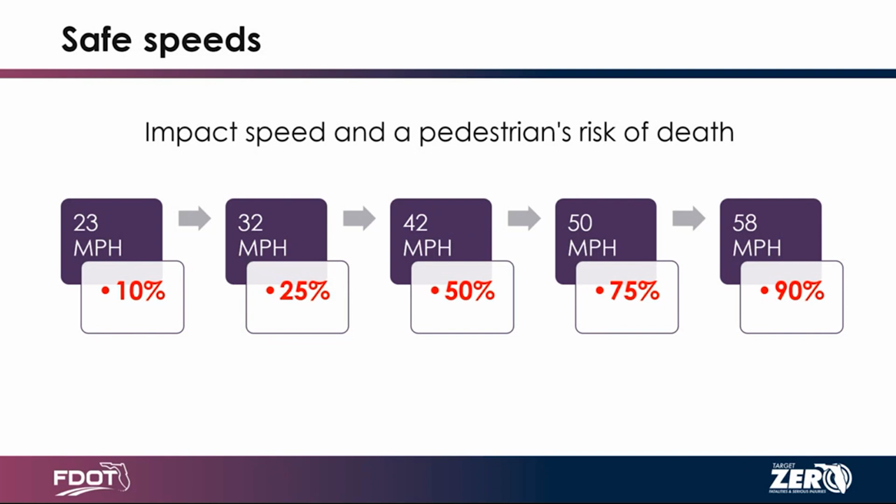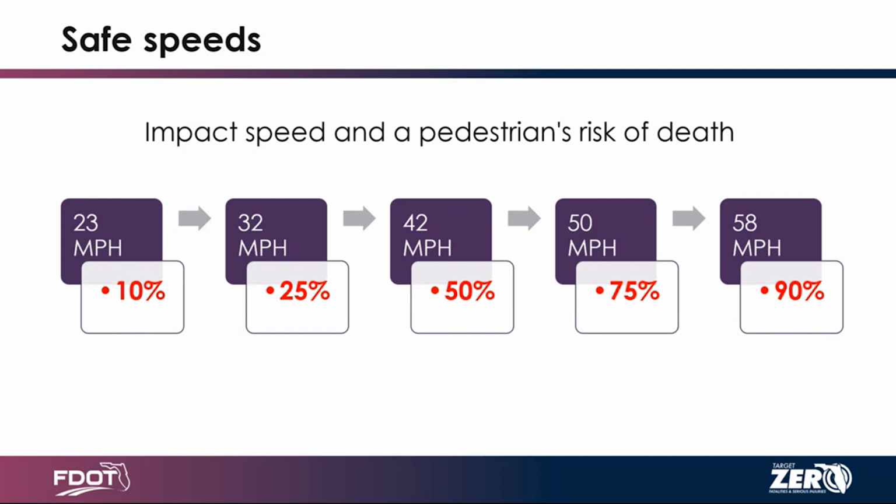This is an interesting statistic. This is from a Fatality Analysis Reporting System, or FARS, report back in 2020. The impact of the speed and the pedestrian's risk of death. So at what we would consider a low speed, 23 miles per hour, if a pedestrian's hit, there's a 10% risk of fatality. If you increase that 10 miles per hour, that goes up to 25%.